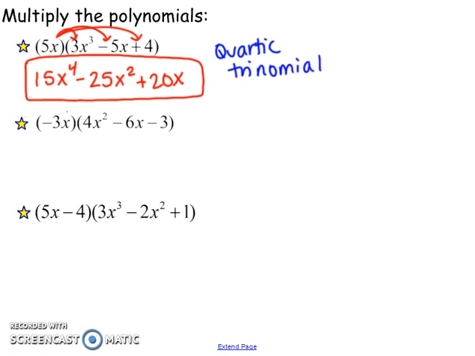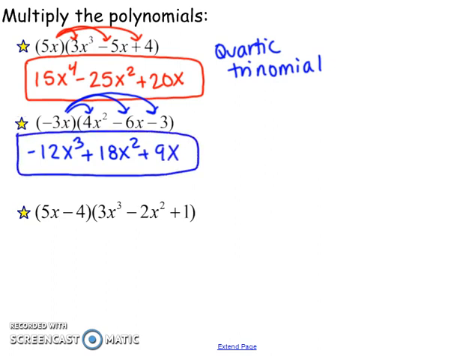Okay, so negative 3x, we're going to multiply times 4x squared. So we get negative 12x cubed. Negative 3x times negative 6x gives me positive 18x squared. And then negative 3x times negative 3 gives me positive 9x. Okay, and this would be a cubic because the degree is 3, and there's 3 terms, so it's a trinomial.